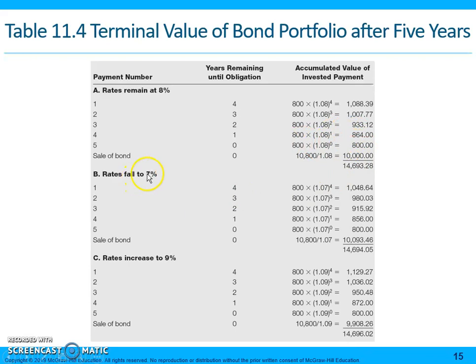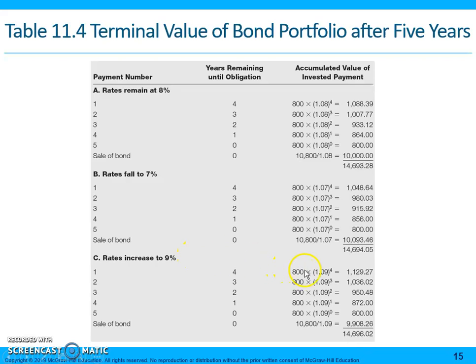So forth. But then if rates fall, we're going to earn a lower rate for each of those 4 years. However, the value of the bond is going to go up and offset that. Notice how close the values of these two are: $14,694.05 and $14,693. Very close.